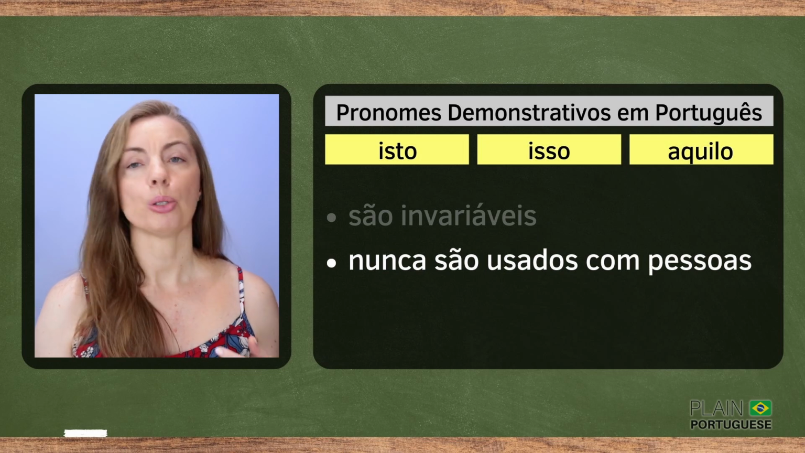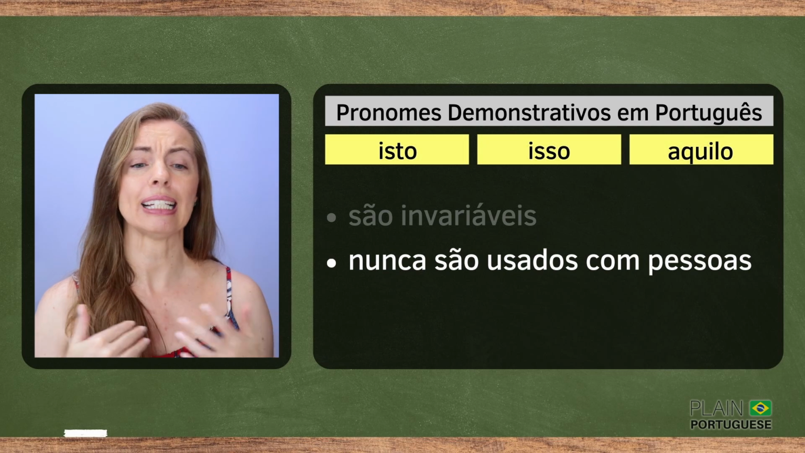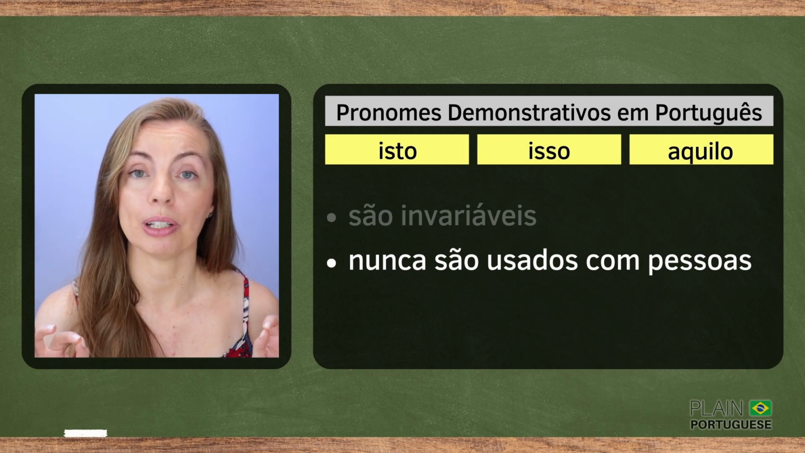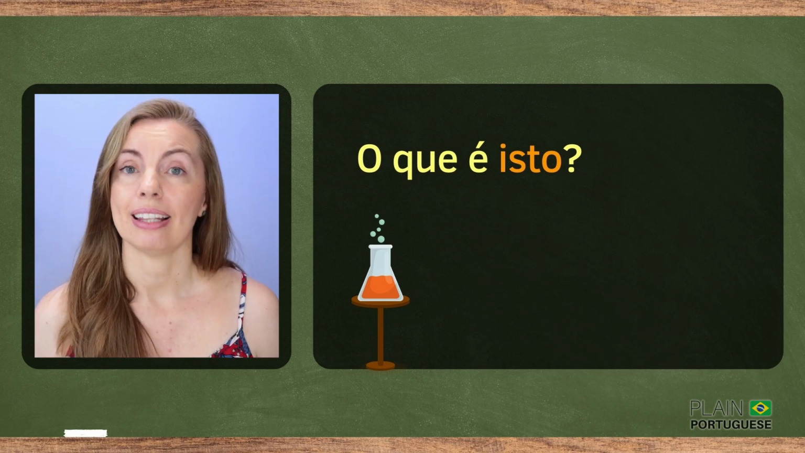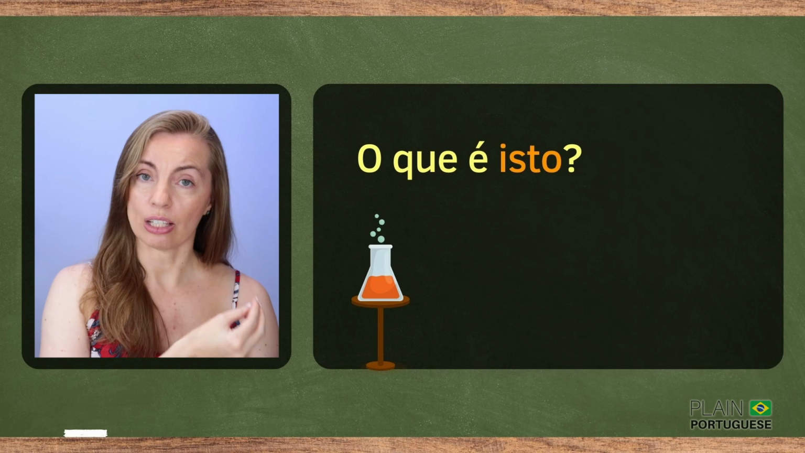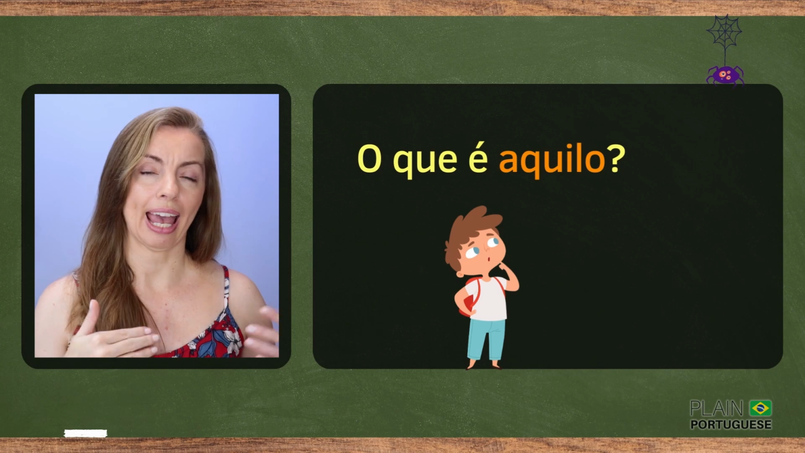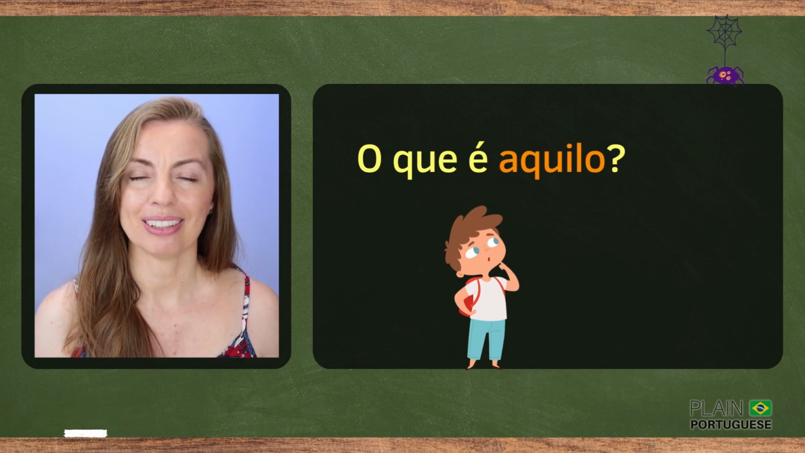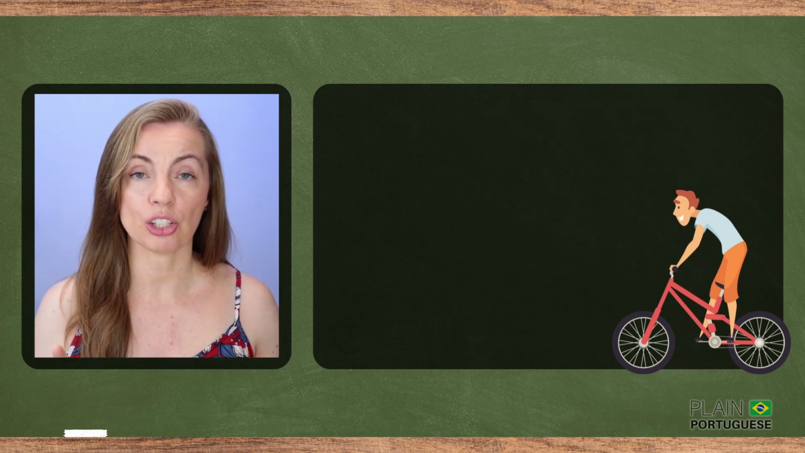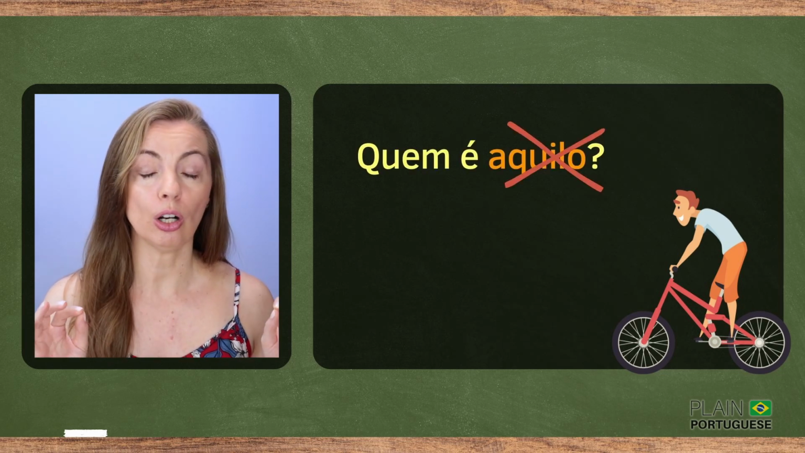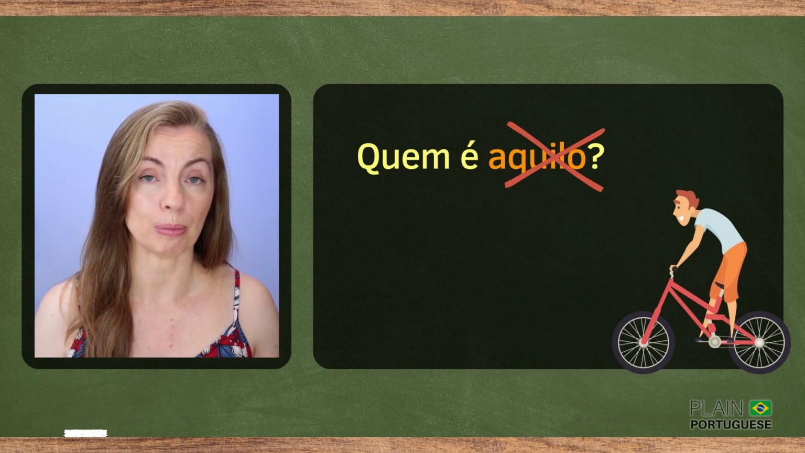Second, isto, isso, aquilo are never used to refer to people. Never. They can be used to refer to objects, abstract things, ideas, feelings, situations, but never with people. Take a look at these questions. What is this? O que é isto? What's that? O que é isso or o que é aquilo, depending on what you are pointing out. Now, the question "who is that?" cannot be translated into quem é aquilo. No. I told you, isto, isso, aquilo are never used to refer to people.